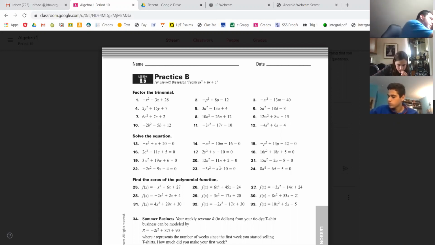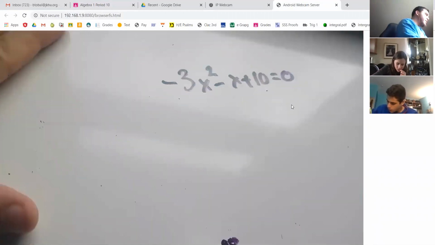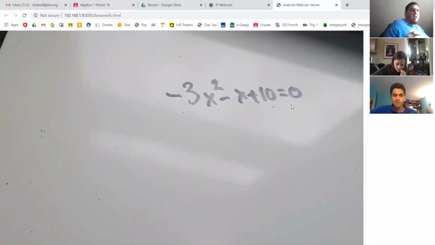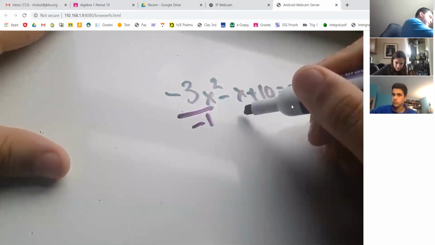So -3. I'm going to use x instead of s, so no one gets confused as a 5. Minus x plus 10 equals 0. Then I'll put this here. Okay. So the one thing I don't like is negative for my a. So what I'm going to do is divide a -1 on everything here.